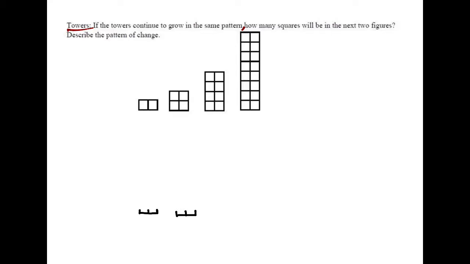I'm going to label these. So we went up 1. Here we went up 2. This one is 4. And this last one is 8. So it looks like we're doubling every time. So we're going to go up 16 for the next one.